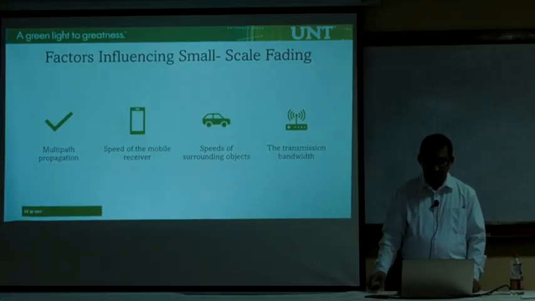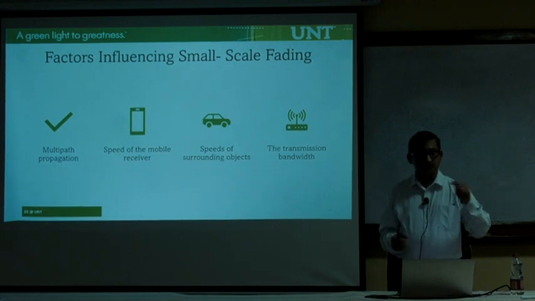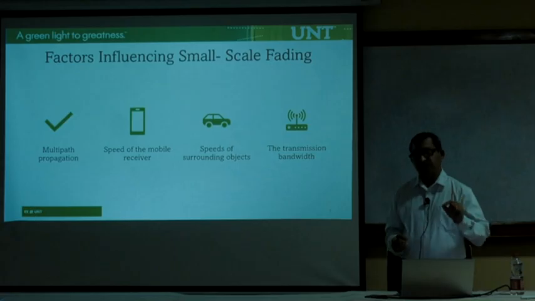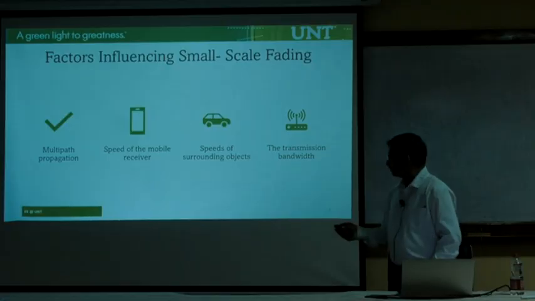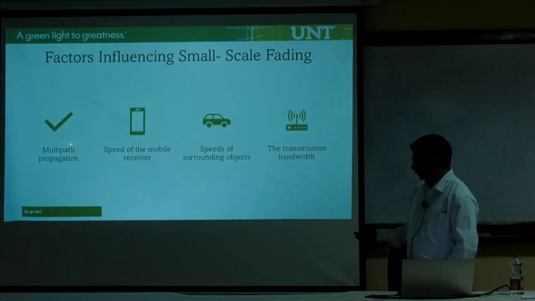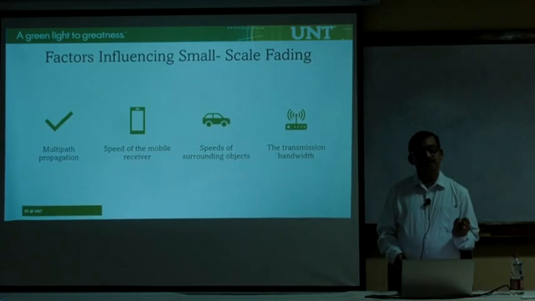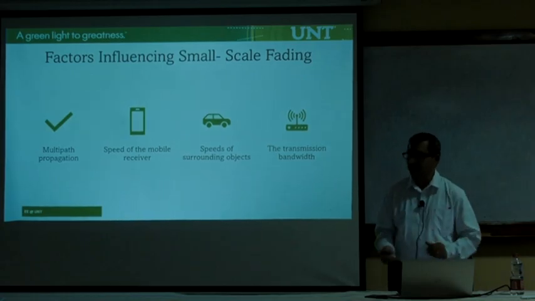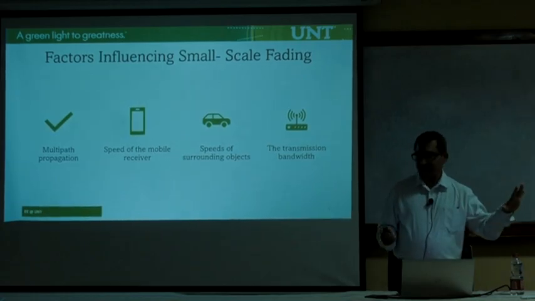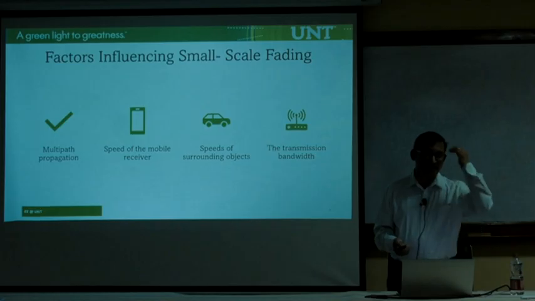And now, what are the factors that will influence small scale fading? Small scale fading refers to fluctuations over small intervals of time, or small distances. So, what are the causes? What are the issues? One is multipath propagation, which we already spent a lot of time on, and then there is the speed of a mobile. So, obviously in this case we know that the cell tower is not going to move because the cell tower is fixed on the ground. So, what is moving? The receiver. Your phone is moving because you might be in a car, for example.